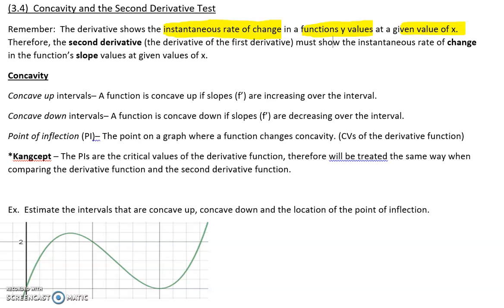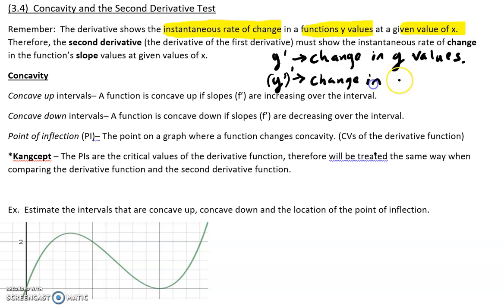So we know that y prime talks about the change in y's at a given value for x. So what would happen if I took the derivative of the derivative? Well, since the derivative is slopes, shouldn't the derivative of the derivative be how my slopes are changing? Does that make sense, guys?